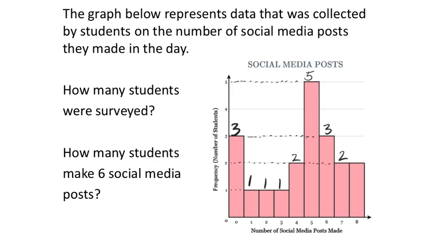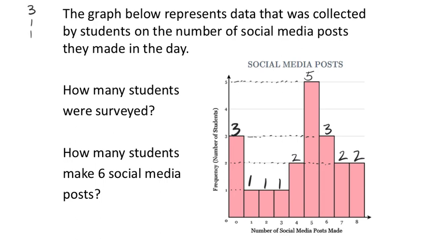2 students made 7 social media posts. So 2 students made 8 social media posts. So what I want, though, is how many students were surveyed. So again, whether you do it this way or not is completely up to you. But I'm just going to add these together. So I'll start from the left.